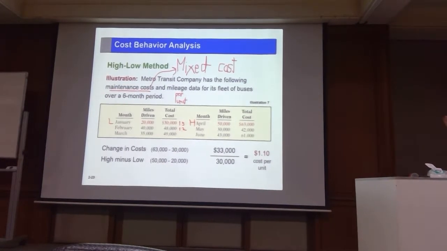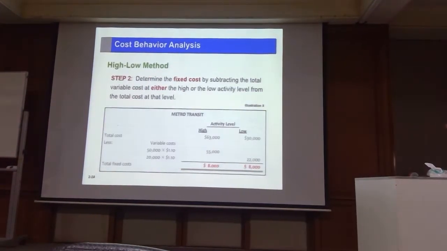So this is the first thing, okay? We pick the highest and the lowest, and then we can find the variable cost per unit. And then after we find the variable cost per unit, we can compute the fixed portion later on, okay? Let's see. The second step, we can determine the fixed cost by subtracting the total variable cost from the total cost, okay? And you can use either the highest or the lowest information to compute this one, okay? Let's look at the highest first, okay?